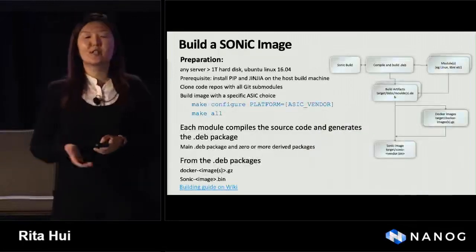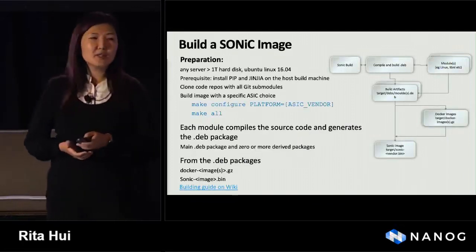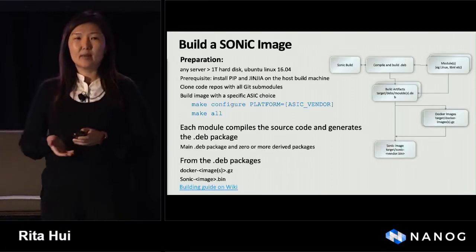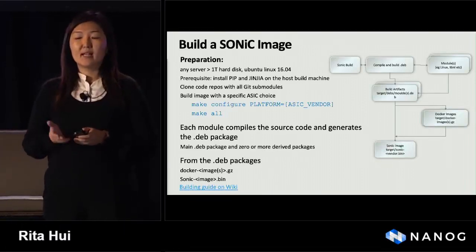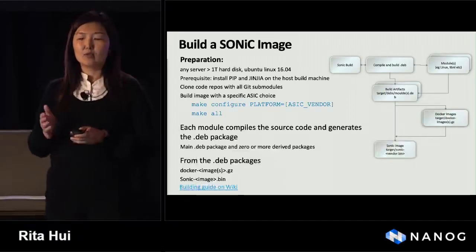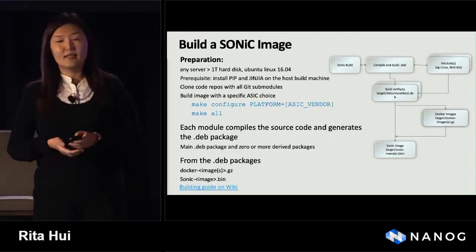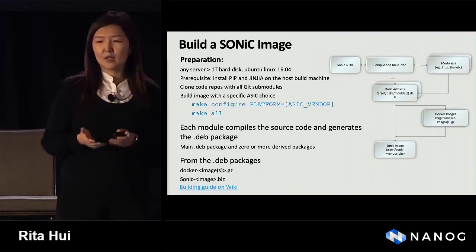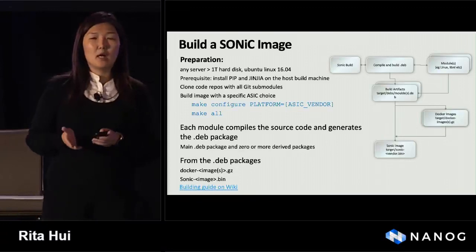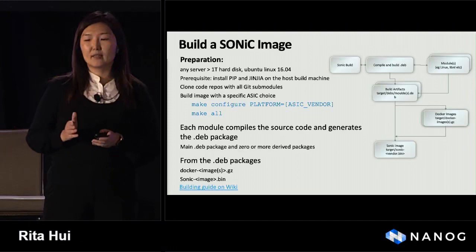So if you are interested, here's a one-pager on how to build a SONiC image. The preparation is that you need a server or a VM with at least 1 terabyte of hard disk running Ubuntu Linux 16.04 or beyond. Then you would want to install a Python installer and a Jinja template for the Python-related aspects. And then you can go to the SONiC GitHub to clone the SONiC Git repos.